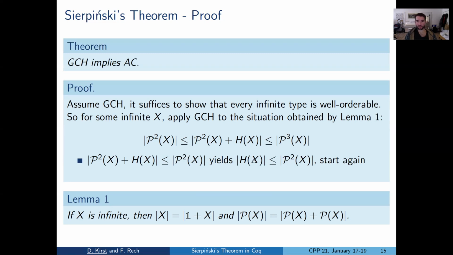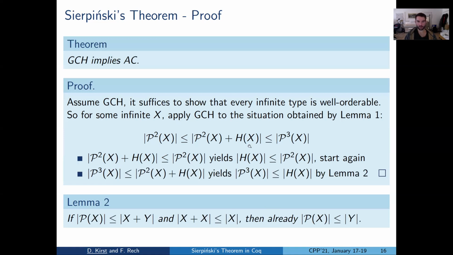And this means that we have decreased the bound on h of x. Before it was bounded by the three-fold power set, now it's bounded by the two-fold power set. And this means we can iterate. And after maximally 2 more steps, we will be done. Now in the second situation, we have that the three-fold power set is below the sum.